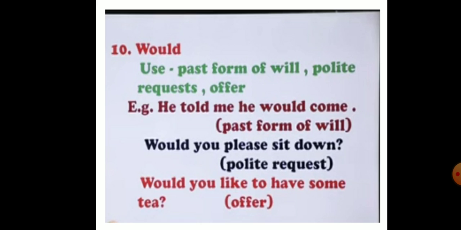Second is would you please sit down. This is the polite request, so we have used would here. If we have to offer somebody something, we also use would. Would you like to have some tea? Would you like to have some coffee? So this is the polite request. Would is used for polite request and offering something to somebody.